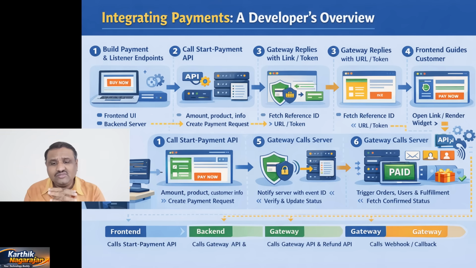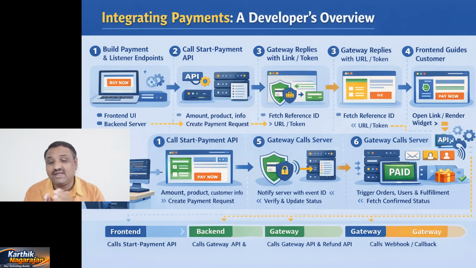Now, the programmer creates a start payment endpoint at their backend. For example, a URL like payment start, which will be called by the front end when the user clicks pay. And the front end sends the minimum details needed, such as amount, currency, what is being bought, user identity, email or phone number, and an internal order reference.